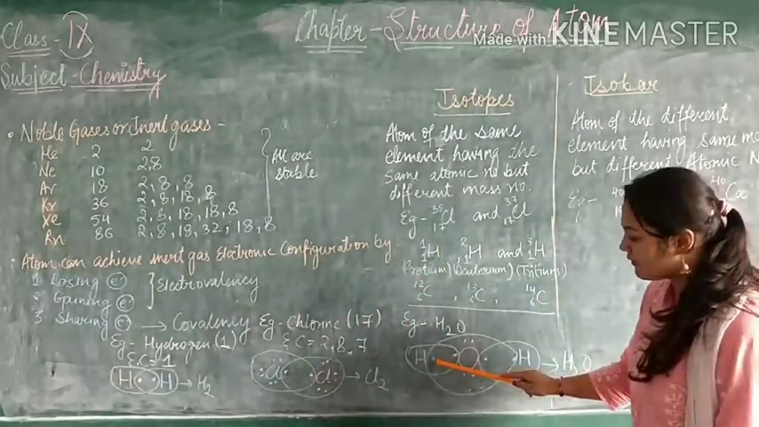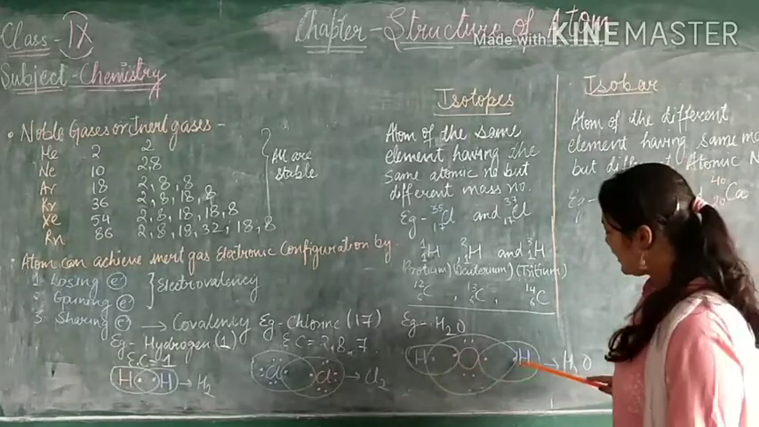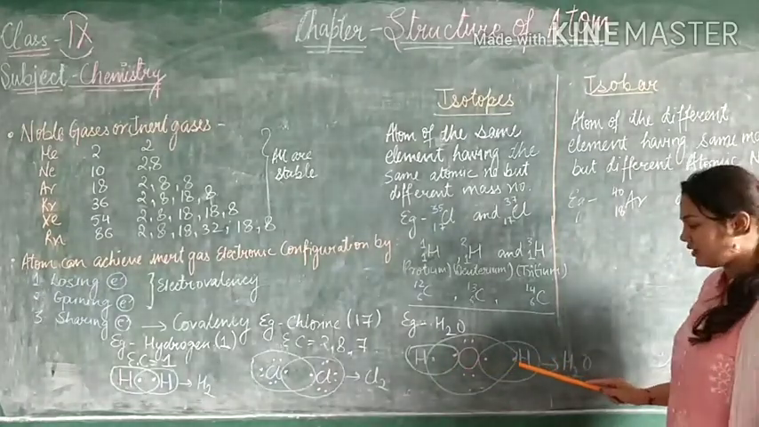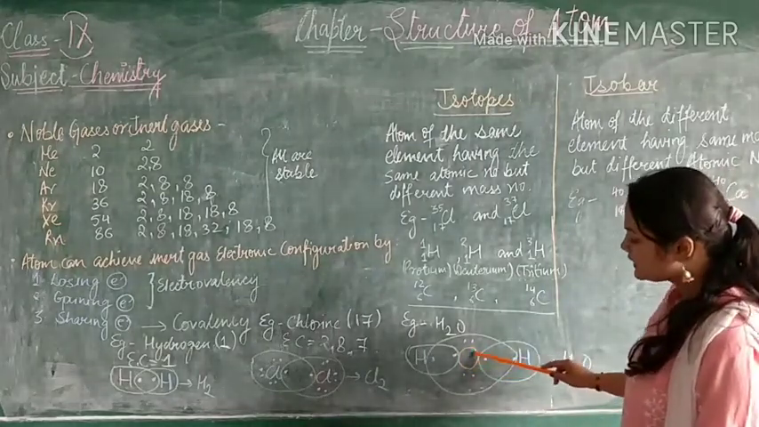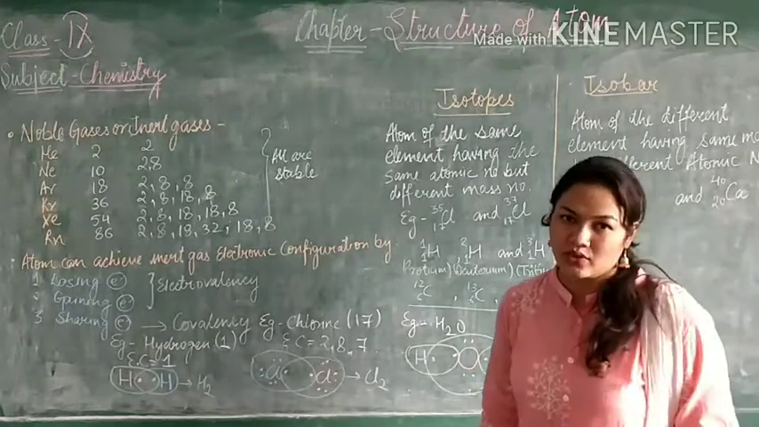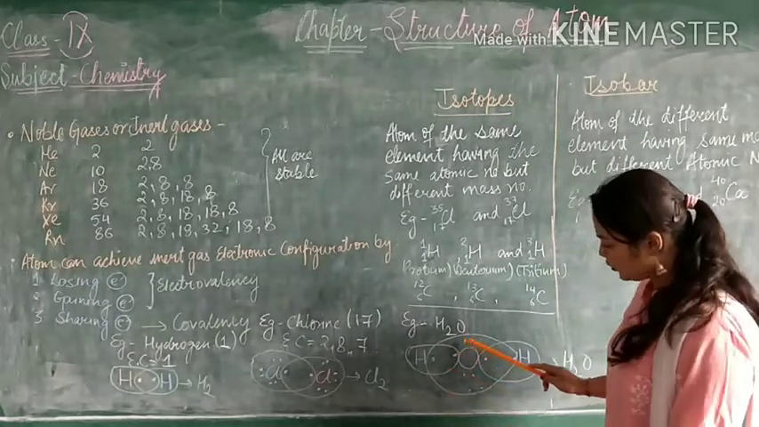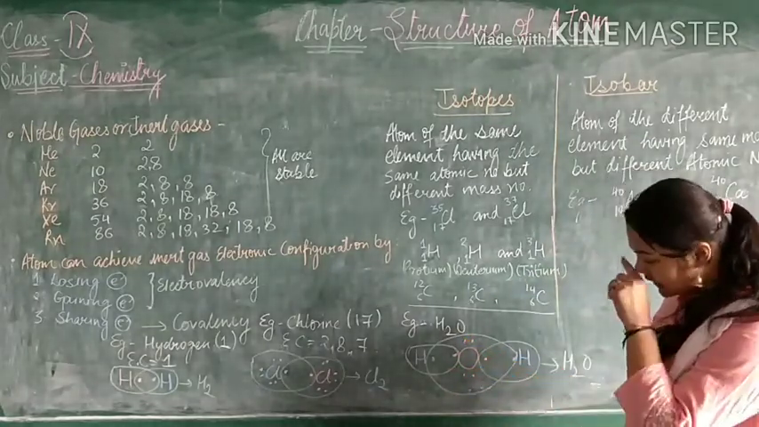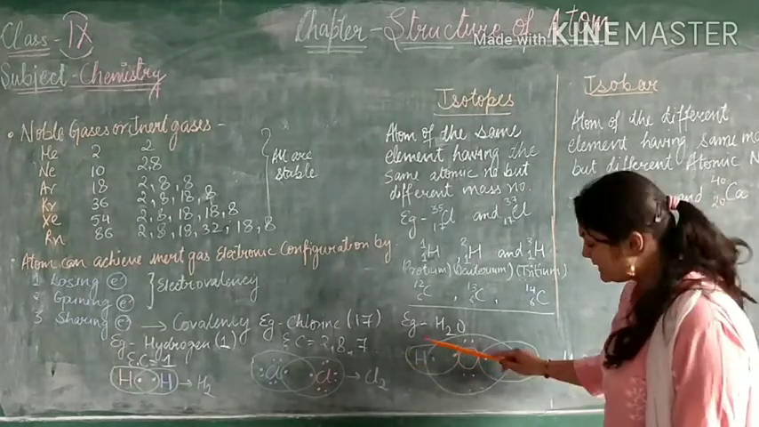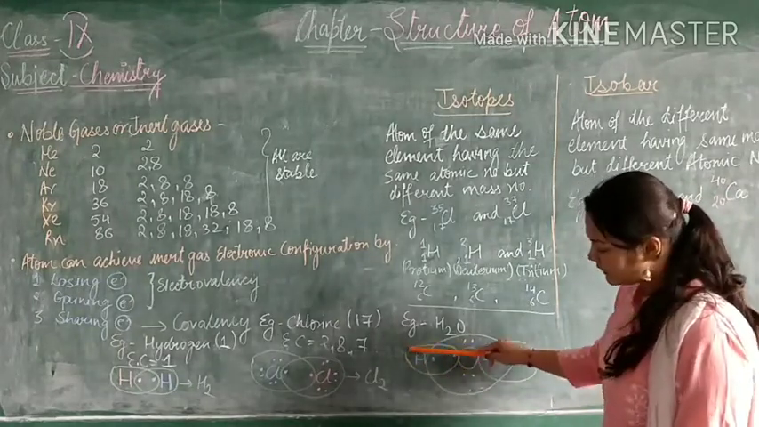See, hydrogen has 1 electron in its outermost shell. This hydrogen also has 1 electron in its outermost shell. And if you see the electronic configuration of oxygen, it has 6 electrons in its outermost shell, and I have put 1, 2, 3, 4, 5, 6. Now see, this hydrogen will say to oxygen, please share 1 electron with me. Okay, and it is sharing 1 electron.